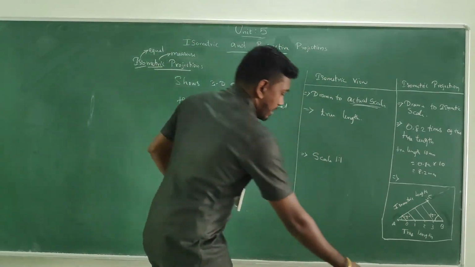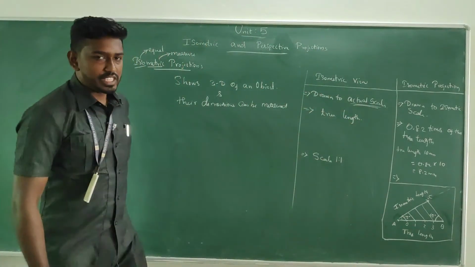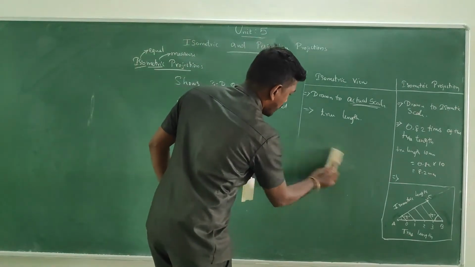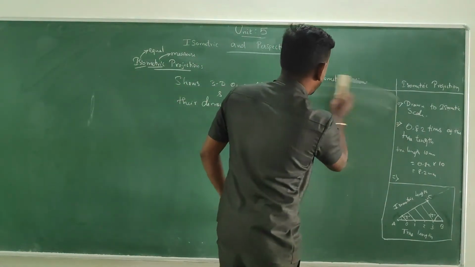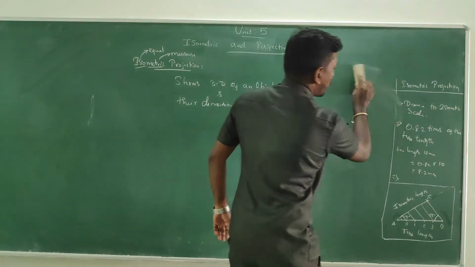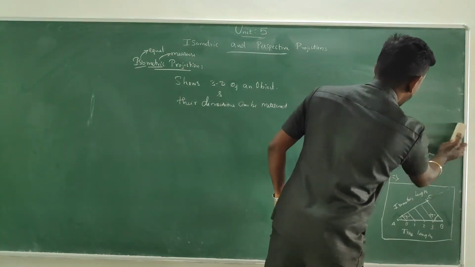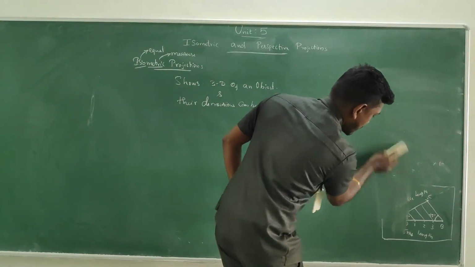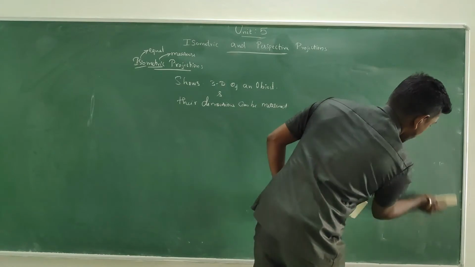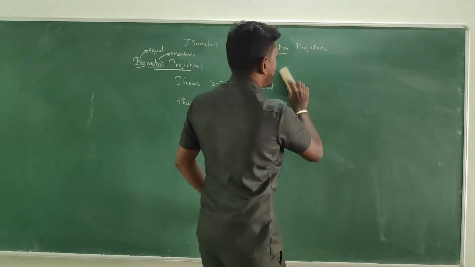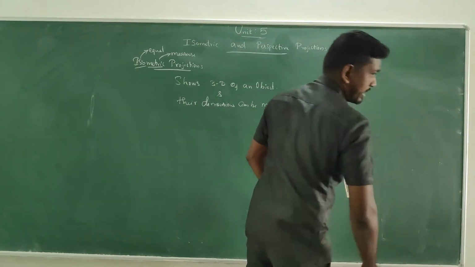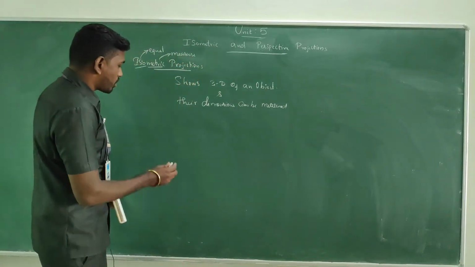Next we shall move to the next topic. When you are going to draw the profile of an isometric projection or isometric diagram, we always prefer the box method. Okay, we prefer the box method.